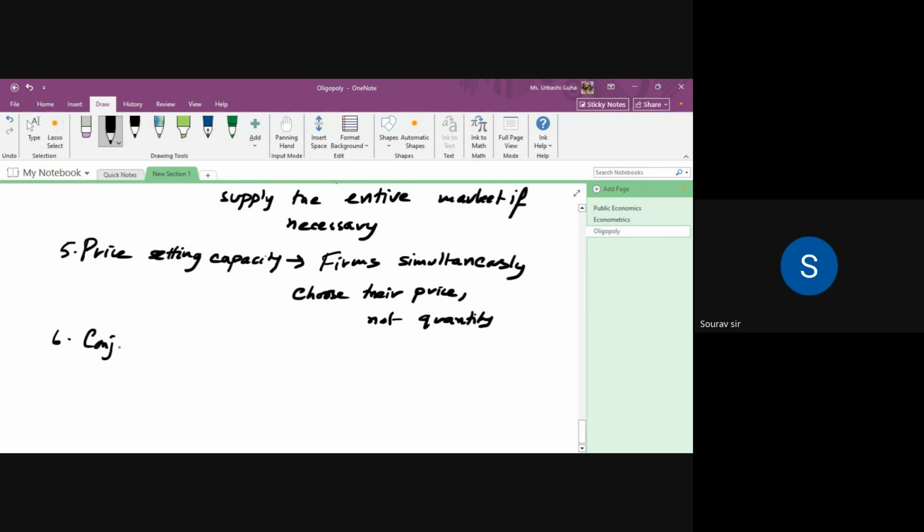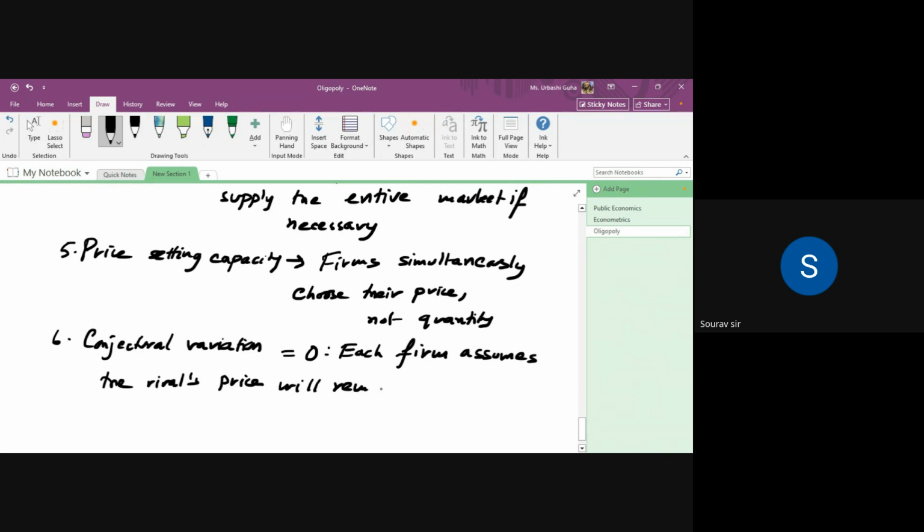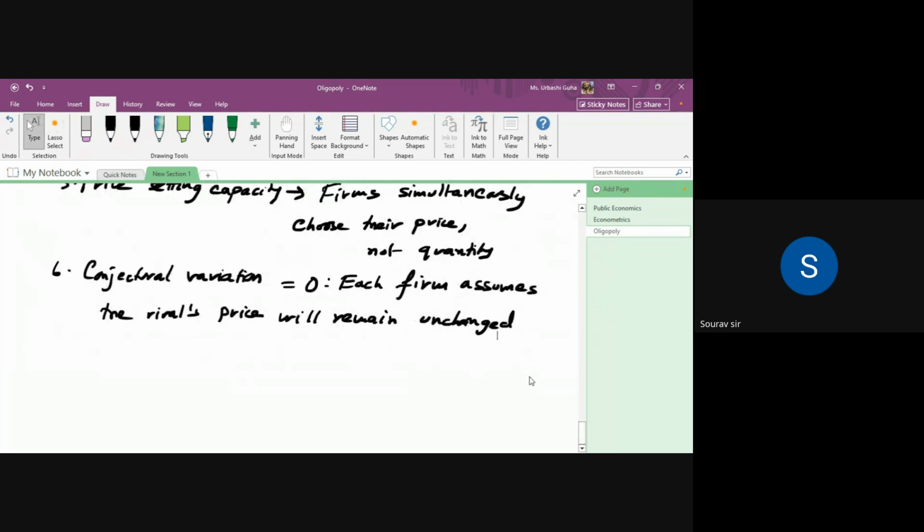Next, conjectural variation. What does that mean? Conjectural variation is zero. That means each firm assumes the rival's price will remain unchanged, regardless of its own decision.